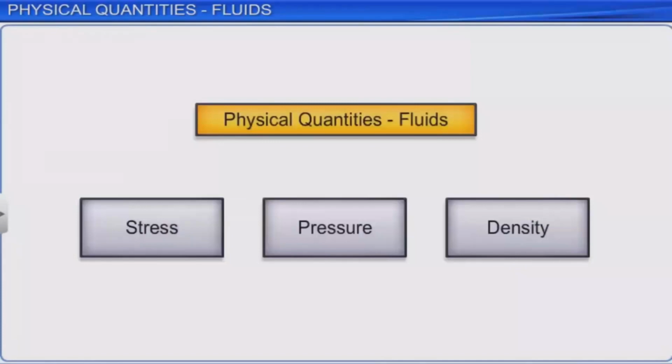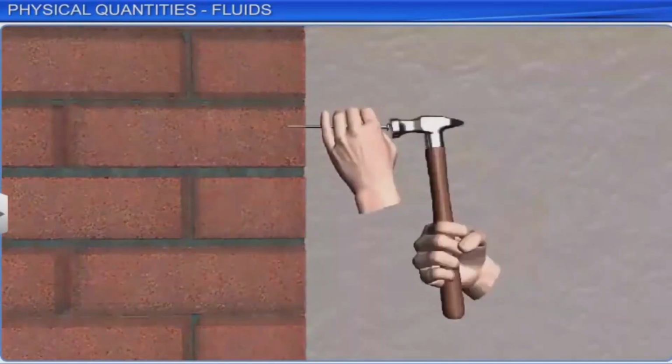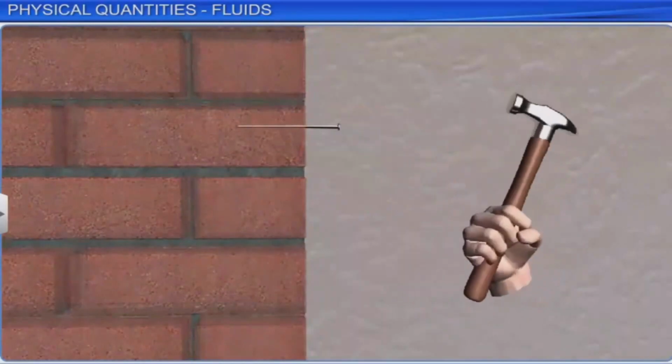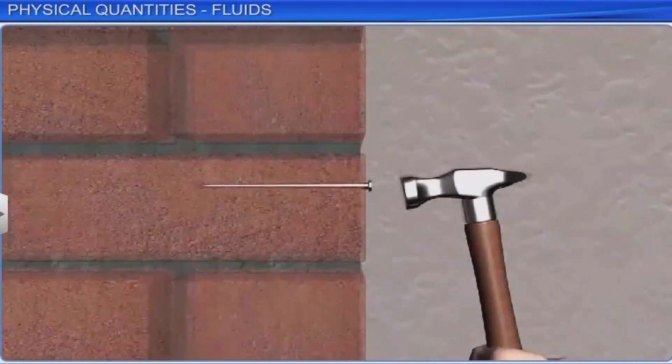Another common physical quantity related to fluids is pressure. Pressure is defined as force exerted per unit area. We experience many incidents involving pressure in our day-to-day life. One such example is that it is easier to drive a sharp nail into a wall than a blunt one. This is because, for a sharp nail, the area on which force acts is less, hence more pressure.